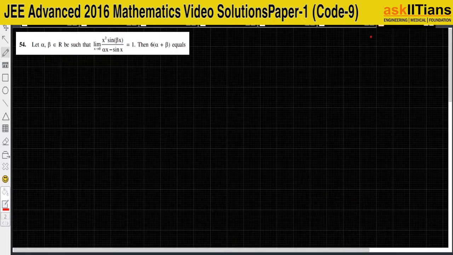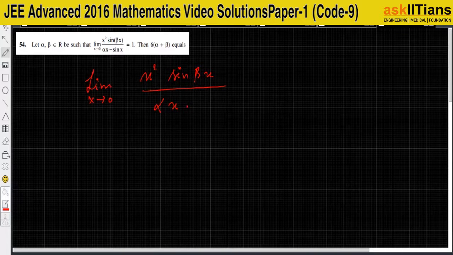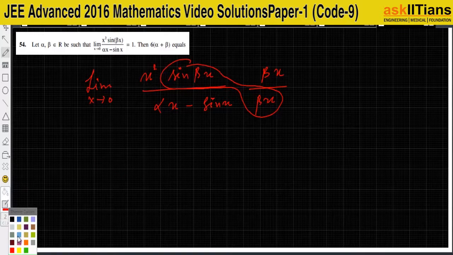Okay, and the 54th question was a very easy question. Questions from limits are generally very easy. x square sine of beta x divided by alpha x minus sine x. So what we can do here is simply divide by beta x and multiply by beta x. So this quantity will become 1, sine beta x divided by beta x, so this will simply become 1.